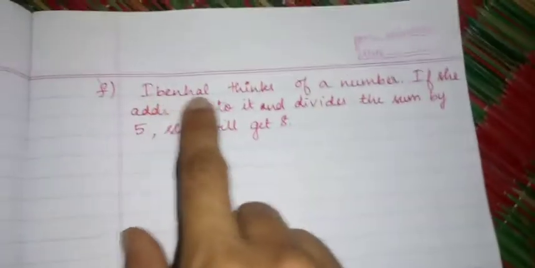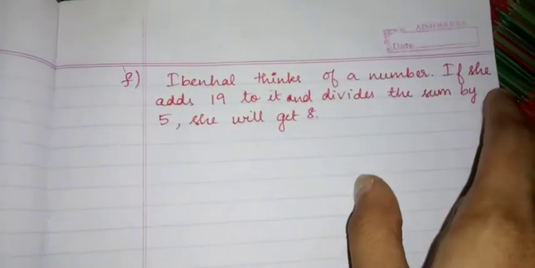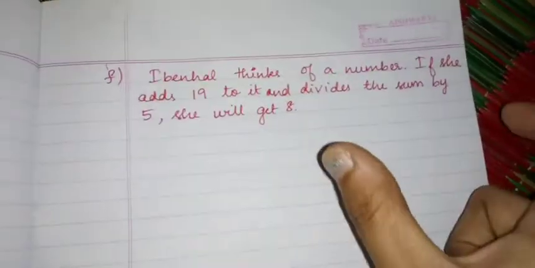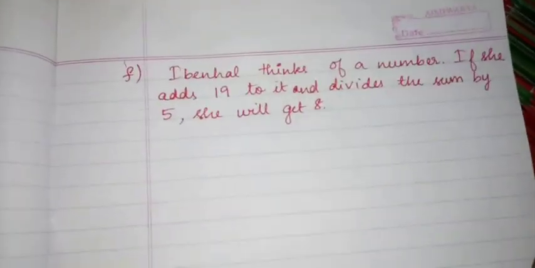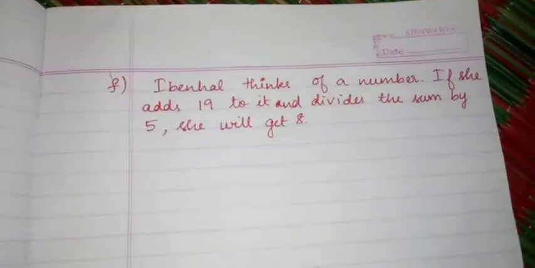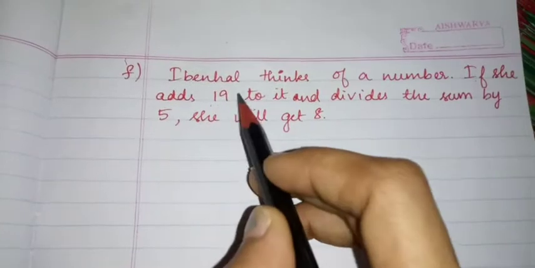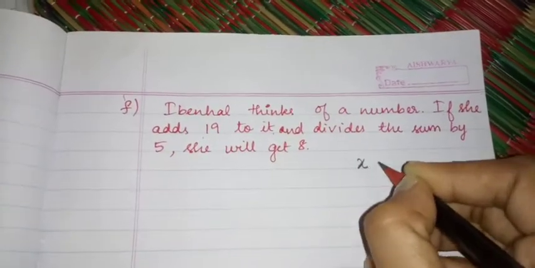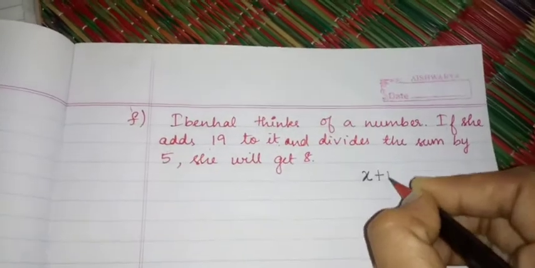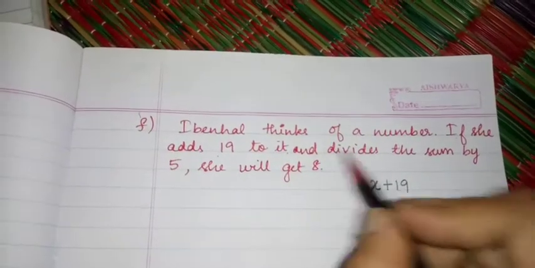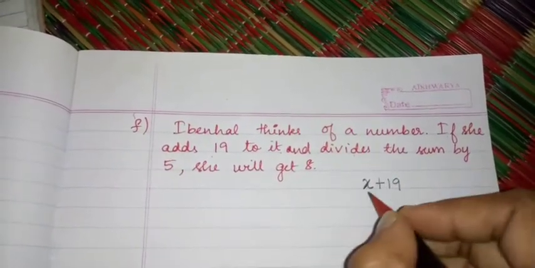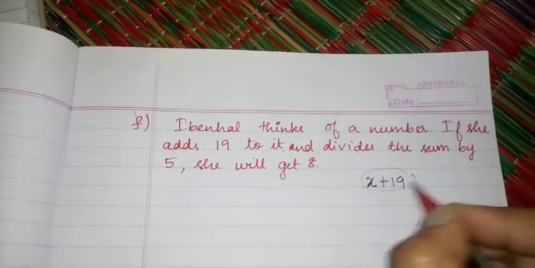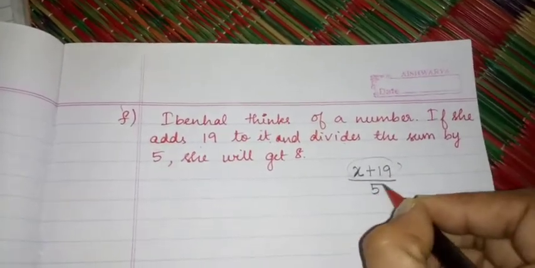Ibn Hal thinks of a number. We don't know what number she is thinking. If she adds 19 to it, I am taking that number as x. In that she is adding 19 and divides the sum by 5. Then this is the sum answer. Divide that sum by 5.